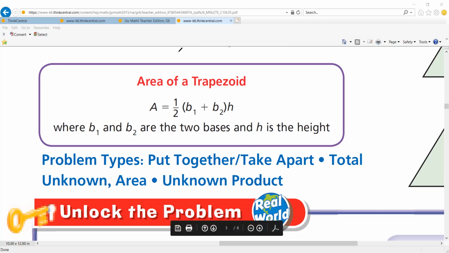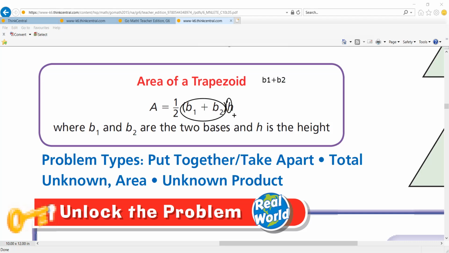Okay, now tell me, Vatin, what was the first step I told you to find the area of a trapezoid? I told you to add B1 plus B2. That is the bases. And then multiply the answer with the height. This is the height. Now, B1 plus B2, and then I multiply with H. And then whatever answer you get, we divide, multiply by half or divide by two.